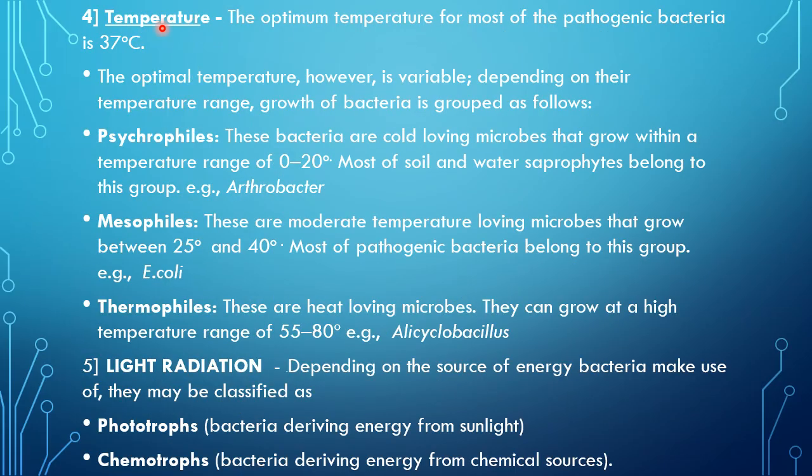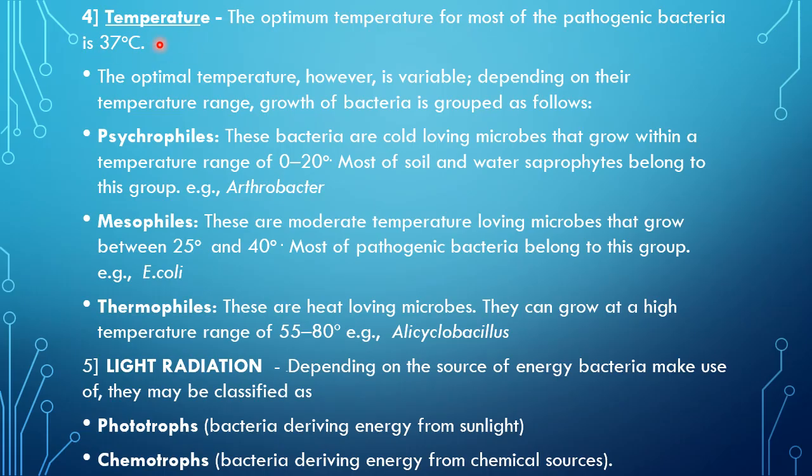Okay, and the next important factor is temperature. The optimal temperature for most of the pathogenic bacteria is 37 degrees Celsius. Yes, for most of the disease causing bacteria, the optimal temperature, that is the temperature which is required for their growth and survival, is 37 degree Celsius.